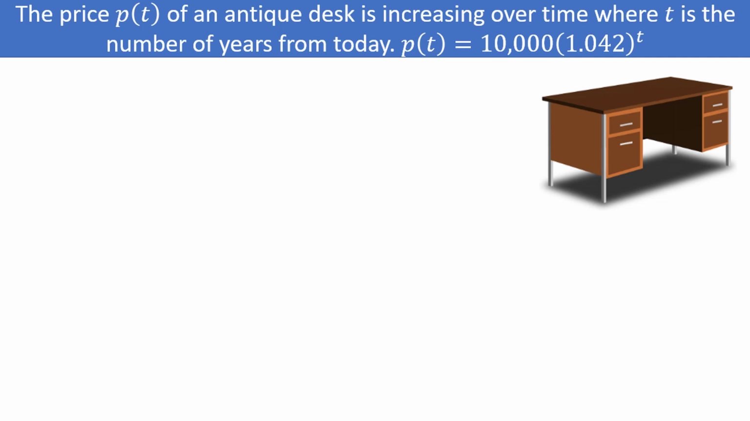Suppose that the price P of t of an antique desk is increasing over time, where t is the number of years from today. The function is P of t is equal to 10,000 times 1.042 to the tth power. Let's answer a few questions about this antique desk.